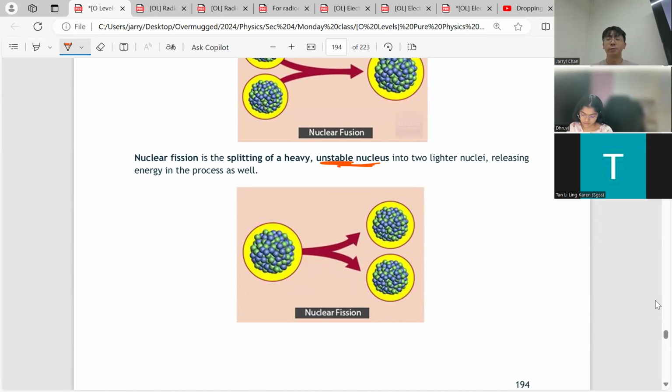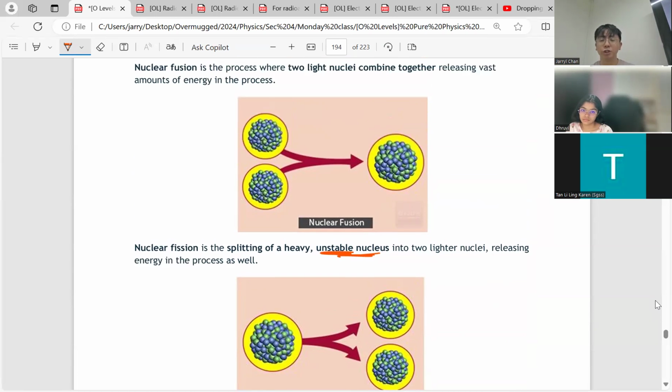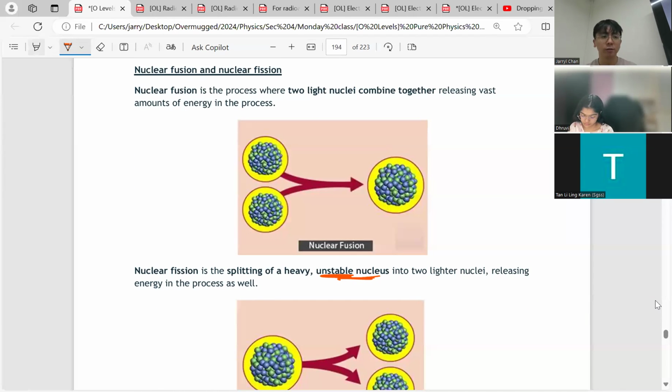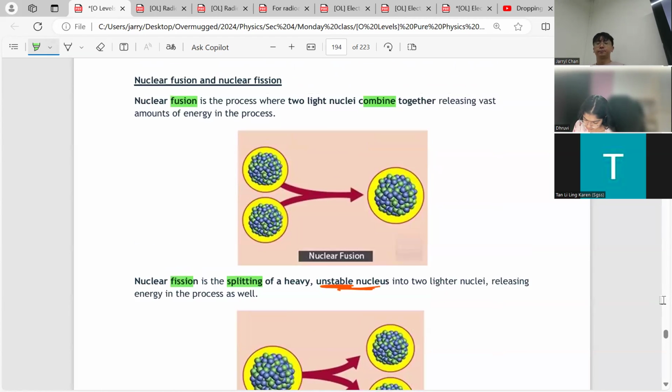So the main idea behind this is both of these situations are going to release a lot of energy. Fusion is the case of combining. Fission is the case of splitting. But both of them will release a lot.